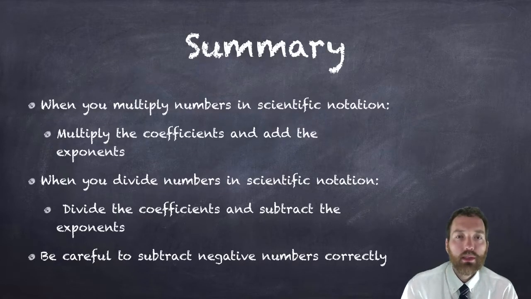Okay, so let's summarize what we've learned so far here. When we multiply numbers in scientific notation, you just multiply the coefficients and add the exponents. To divide numbers in scientific notation, you divide the coefficients and then subtract the exponents. You need to be careful when you are subtracting negative numbers and make sure you do it correctly.